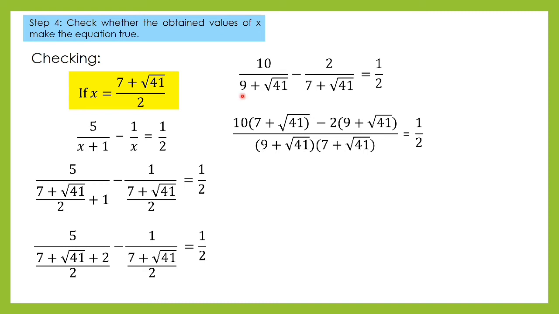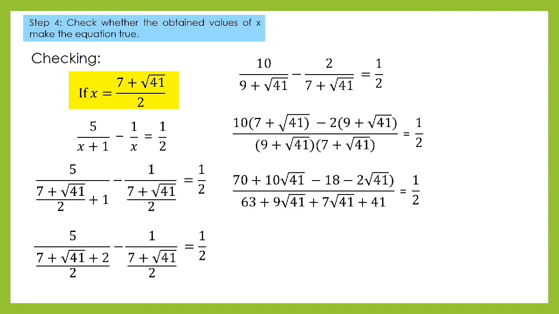Take the product of the denominators, 9 plus square root of 41 and 7 plus square root of 41. After that, we multiply the numerator by the other denominator. So we have 10 times 7 plus square root of 41. In the second, numerator times denominator. We have negative 2 times 9 plus square root of 41 equals 1/2. We will apply the distributive property.